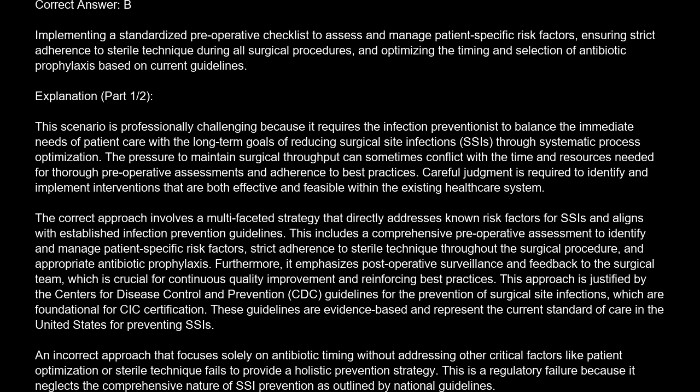Furthermore, it emphasizes post-operative surveillance and feedback to the surgical team, which is crucial for continuous quality improvement and reinforcing best practices. This approach is justified by the Centers for Disease Control and Prevention, CDC, guidelines for the prevention of surgical site infections, which are foundational for CIC certification. These guidelines are evidence-based and represent the current standard of care in the United States for preventing SSIs.